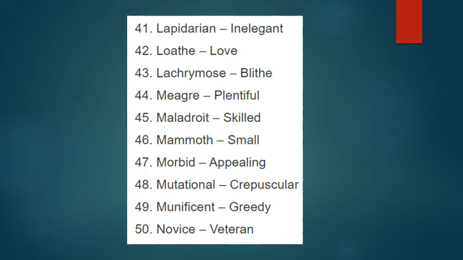Crepuscular, very dim. Active in twilight. That's crepuscular. Munificent, very generous, very bountiful, charitable, and the opposite of that is greedy. Novice is a beginner, and veteran is a very experienced person. Novice, veteran.